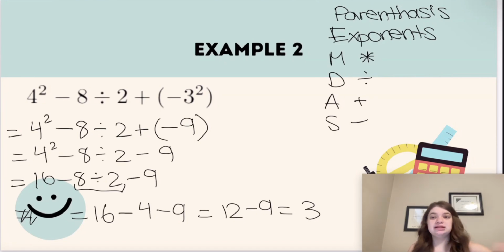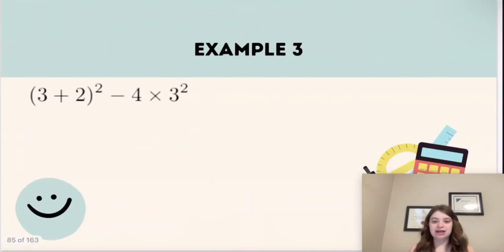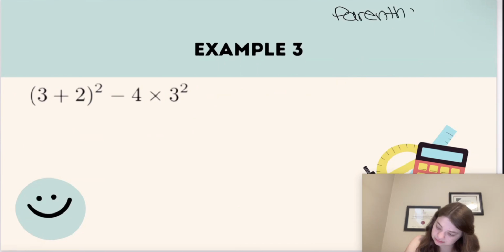All right, let's move on to this last example for today. This will be our last one today. Let's start with the first thing, which is parentheses. So are there any parentheses? Yes, there are. 3 plus 2 is in parentheses. So we're going to answer it first. 3 plus 2 is 5, so I will be replacing 3 plus 2 with 5.